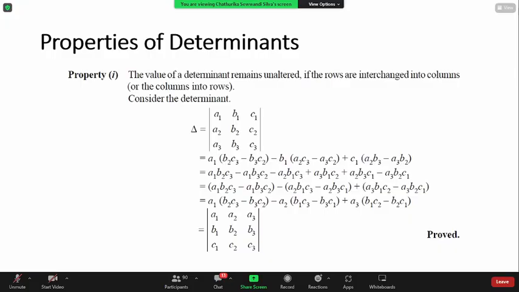Properties of determinants. The value of a determinant remains unaltered if the rows are interchanged into columns or columns are interchanged into rows. So if I'm asking, what do you mean by rows interchanged to columns and columns interchanged to rows? Any other way that you can describe it? Transpose. So when we interchange columns to rows and rows to columns, we call it a transpose, right? So what they are telling is that the determinant of a matrix and its transpose are the same, right?